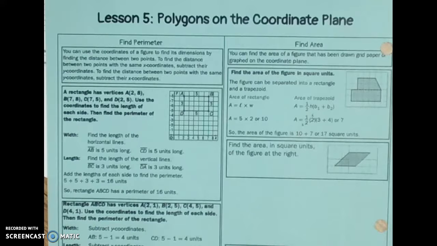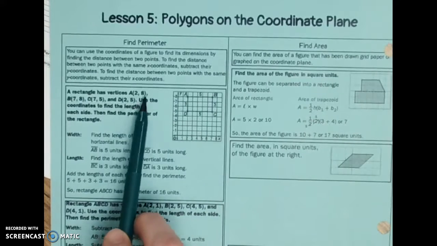You can use the coordinates of a figure to find its dimensions by finding the distance between 2 points. To find the distance between 2 points with the same x coordinates, subtract the y coordinates. To find the distance between 2 points with the same y coordinates, subtract the x coordinates. So let's take a look at the example.